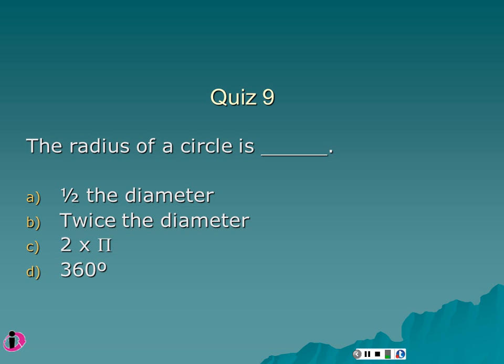Okay? Don't just shake your hand with me. So the right answer is A, because the radius of a circle is half of the diameter. Diameter is twice of the radius. So the radius is the half of the diameter. So the right answer is A.